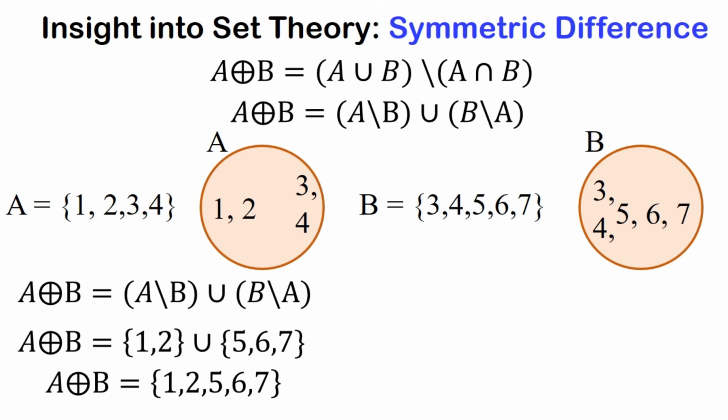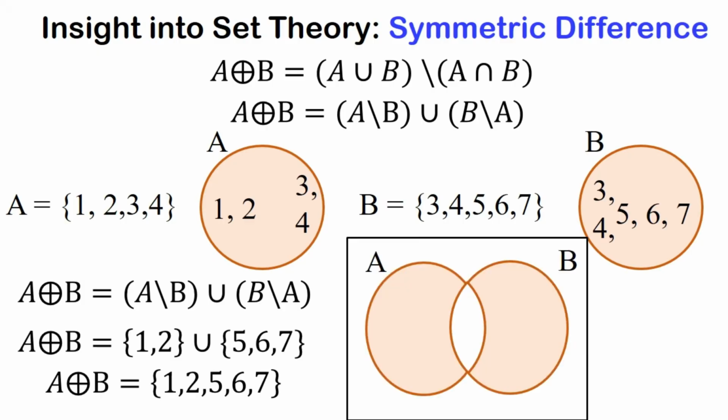If we are to come up with a Venn diagram now, we have to shade the part that has to do with 1, 2, 5, 6, and 7. How can we come up with that? 1 and 2, we can see on the screen. Then 5, 6, 7 are the elements in B when the common part has been deleted. So the Venn diagram on the screen is the graphical illustration of A symmetric difference B. Let's proceed now to use this to solve some problems.